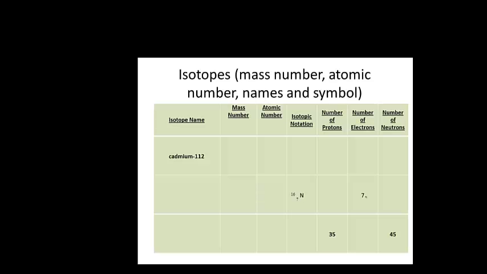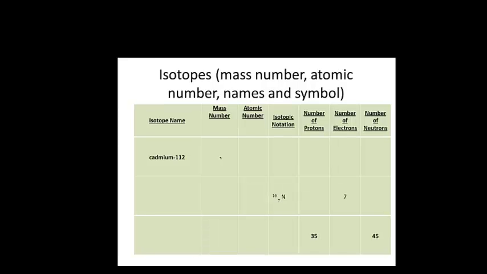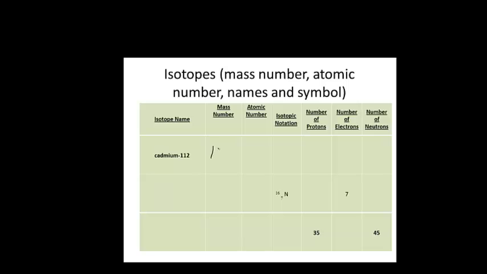Alright, moving right along to this next part. As you can see here, we have isotopes. We're going to go through their mass number and their atomic number. Alright, so we see here cadmium 112. The mass number here is going to be 112. Alright, the atomic number, we go on the periodic table. Remember, it's one of two things that's found on the periodic table. One of them is the atomic number, which is given to you. It's the whole number that's right above the symbol. The whole number right above the symbol.